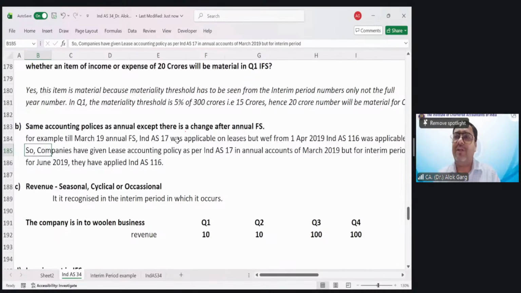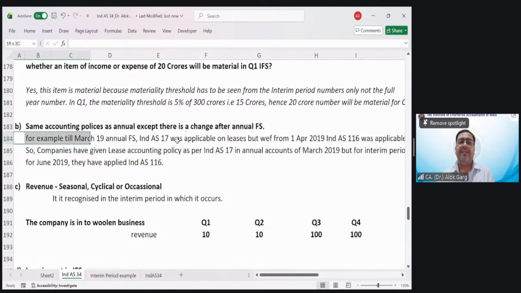You remember I told you in Ind AS 8, if the change in accounting policy is due to a new Ind AS, you have to apply the transition provision. Or if it is a voluntary change, or the transition provision is not there, you have to apply retrospectively. So the same accounting policy has to be applied. If there is a change after the annual financial statement, that change has to be taken here.